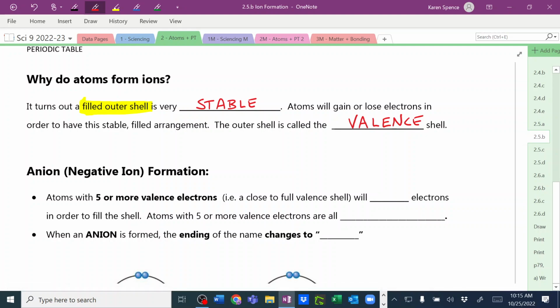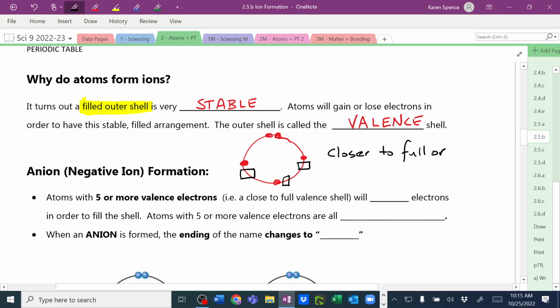Now you can imagine if we have an atom and its outer shell contains 1, 2, 3, 4, 5 electrons. Is this outer shell closer to full or is it closer to empty? I'm just going to draw in boxes for the empty bits. Is it closer to full or closer to empty? Closer to full, okay? Closer to full.